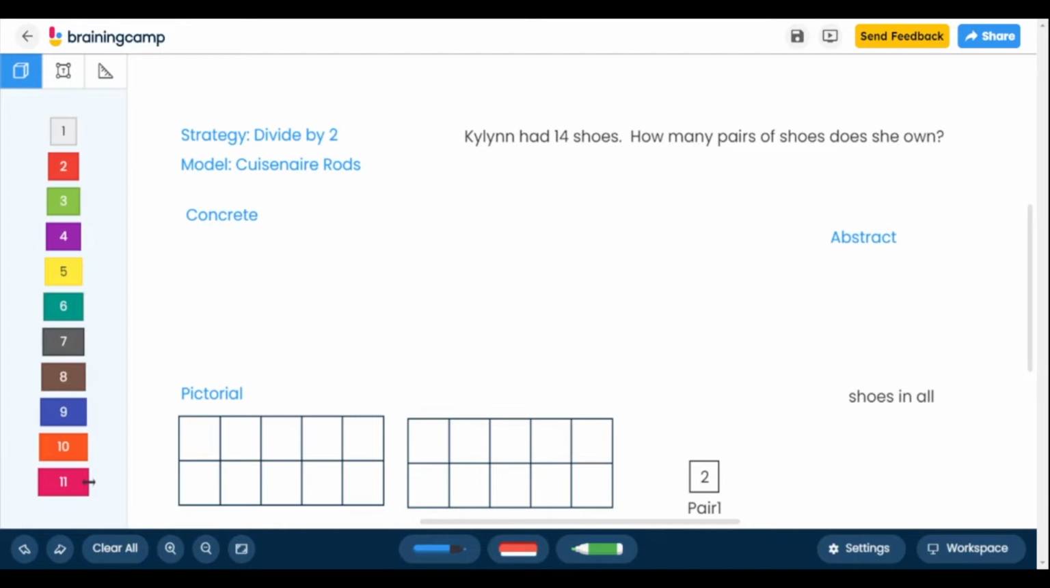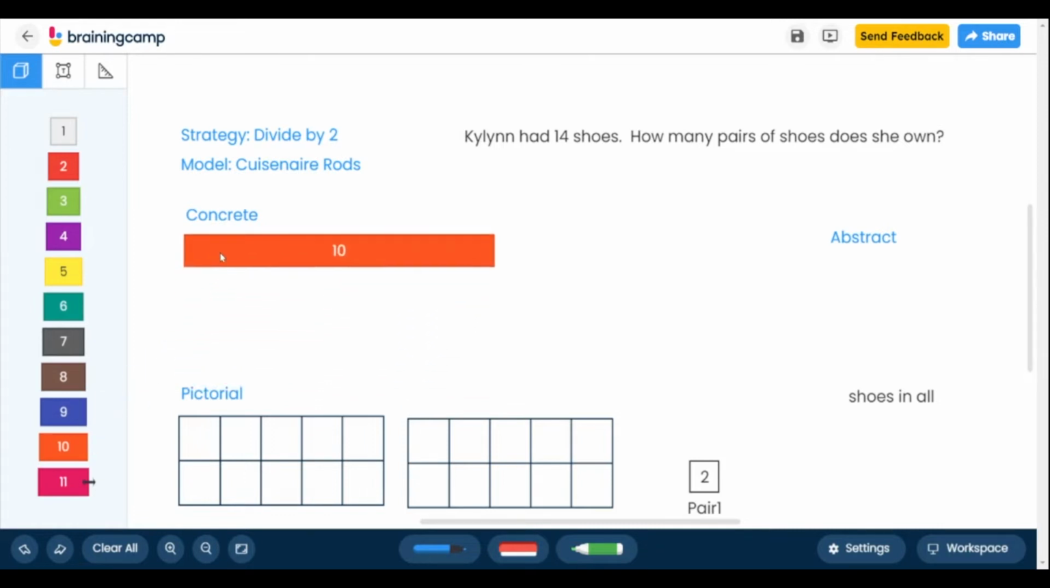So here's a context, the quotative context of Kylan had 14 shoes. How many pairs of shoes does she own? How might a student enter that task? Concretely, pictorially, and abstractly. A student might choose to enter this task in the concrete way by laying out the amount they know Kylan has for sure. So she has 14 shoes.